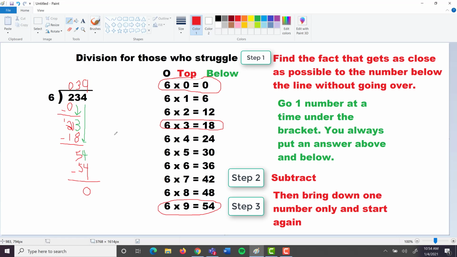And I could check that if I wanted by multiplying 39 times 6. But I know that 6 times 9 is 54. I put the 4 here. I carry the 5. 6 times 3 is 18. 19, 20, 21, 22, 23. And if I get what I started with, I know my answer is right.